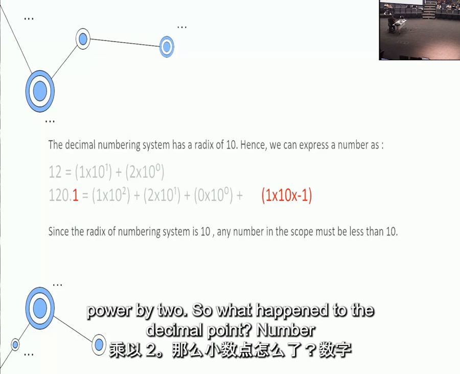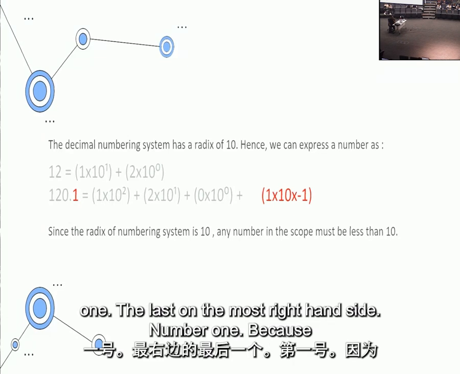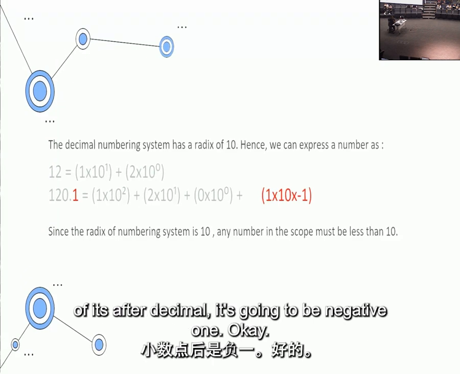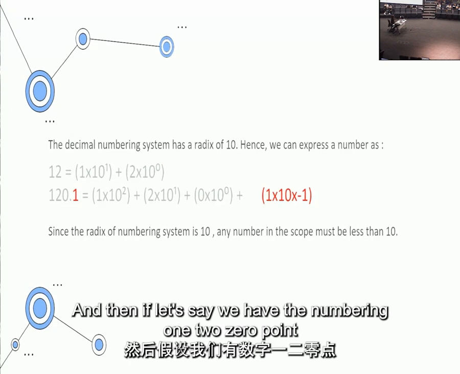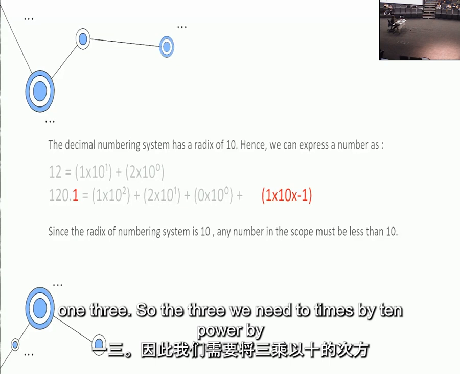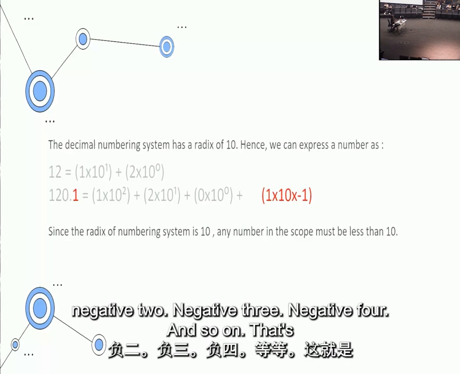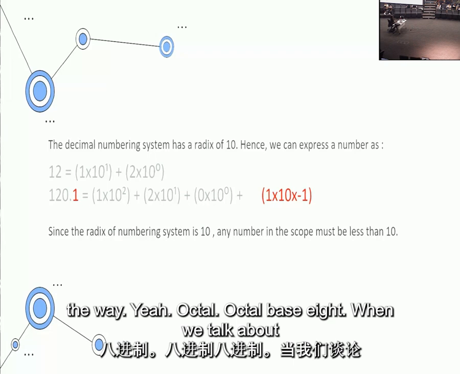So what happened to the decimal point? The number 1, on the most right-hand side, because it's after the decimal, is going to be -1. And then let's say we have the number 120.13. The 3 we need to times by 10 power -2, then -3, -4, and so on. That's the way.